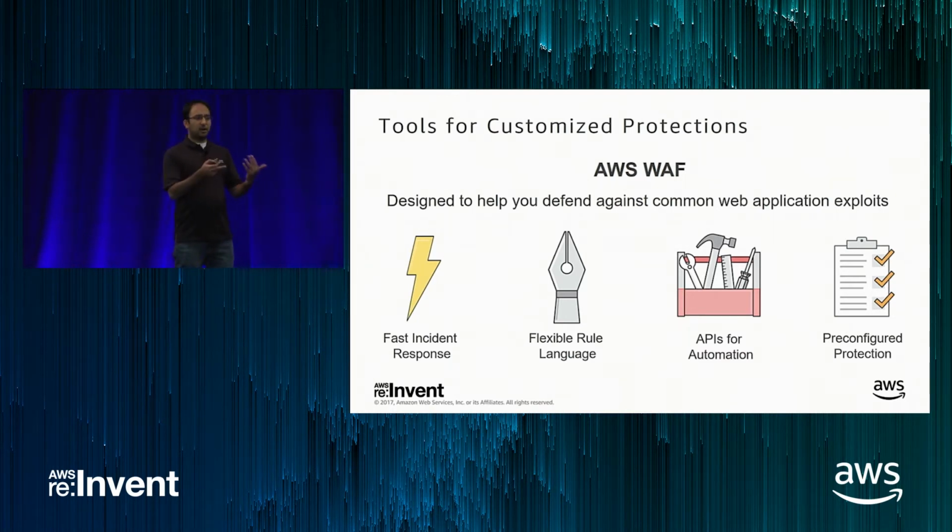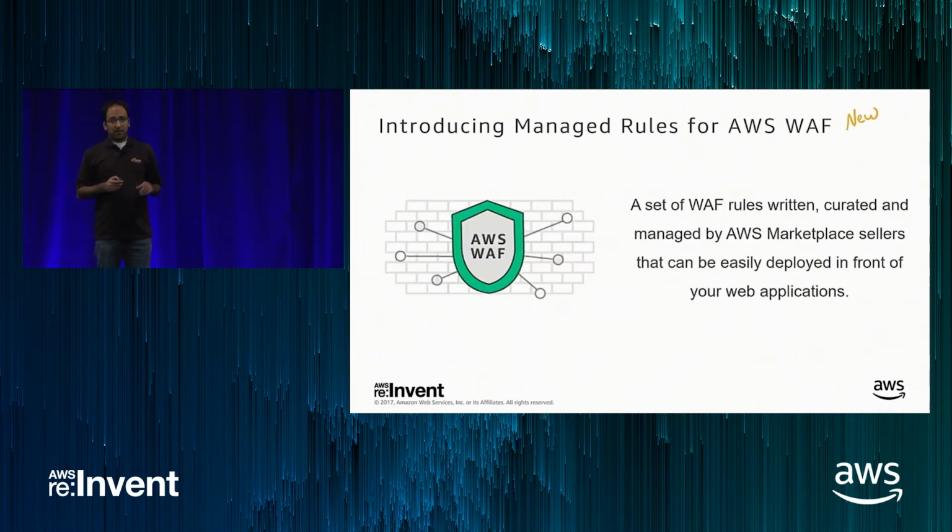And WAF also offers pre-configured CloudFormation templates that you can use to quickly deploy some common protections. We've talked about this in the past. I'll not talk about that again. But one of the things that's new that we launched yesterday is rules for AWS WAF. We're really excited about this capability because this is one of the most frequently asked capabilities from you. And this is a way for you to write or deploy pre-configured rules in front of your applications without you having to write those rules yourself.